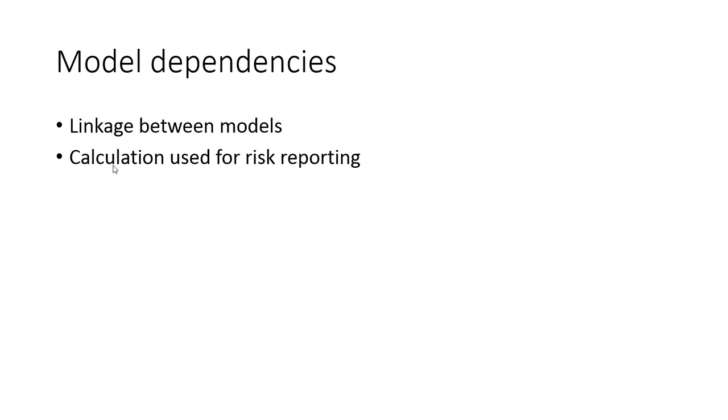Model dependencies. When you have several models in place, and typically a model inventory will have hundreds of models, there would be cases where the models are dependent on each other. So the linkage should be well defined. If the output from one model is being used as an input in another model, that should be well defined, so that while doing the monitoring or audit of the model, it should be ensured that the models on which this particular model is dependent should also be monitored, or should be audited along with the main model.